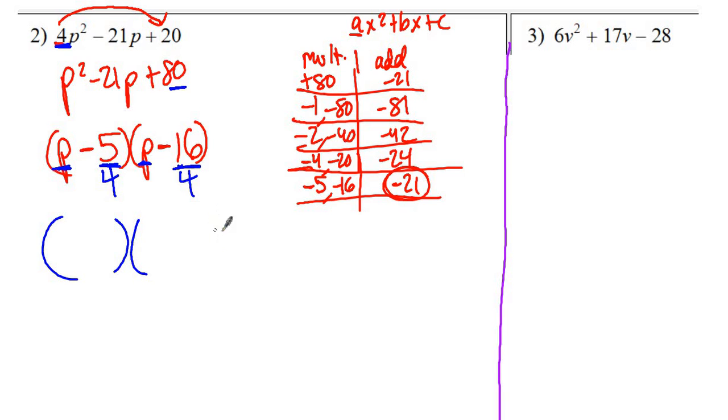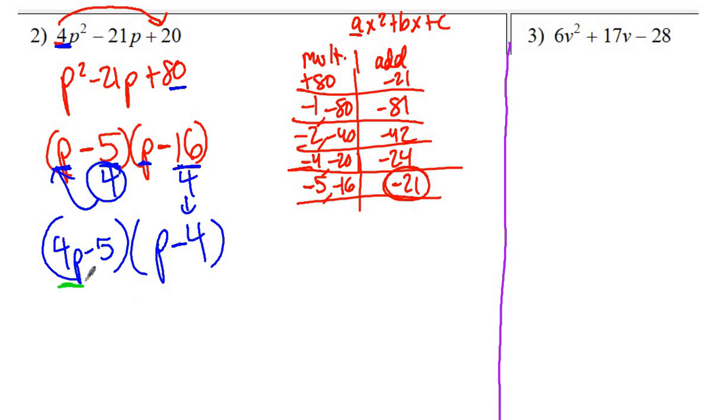Okay, next thing we have to do is simplify this. So 16 over 4 just becomes 4. So that simplifies to that. This one cannot be simplified any further, so we need to swing it in front. So it becomes 4p minus 5. And now if we were to check this, 4p times p, it does equal 4p squared. And obviously you could FOIL the rest, but that will end up working. So our final answer is going to be 4p minus 5 times p minus 4.